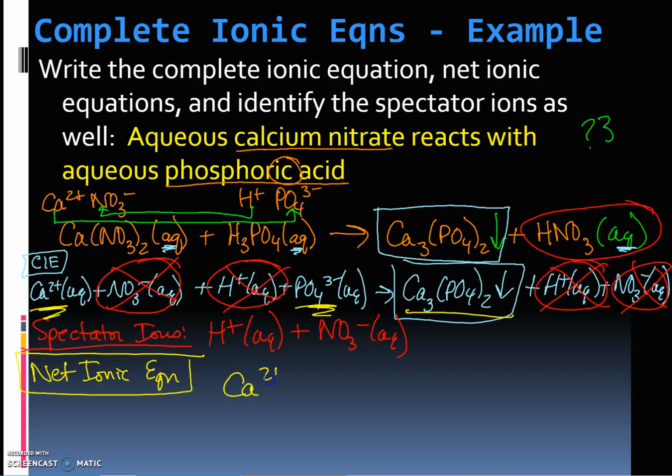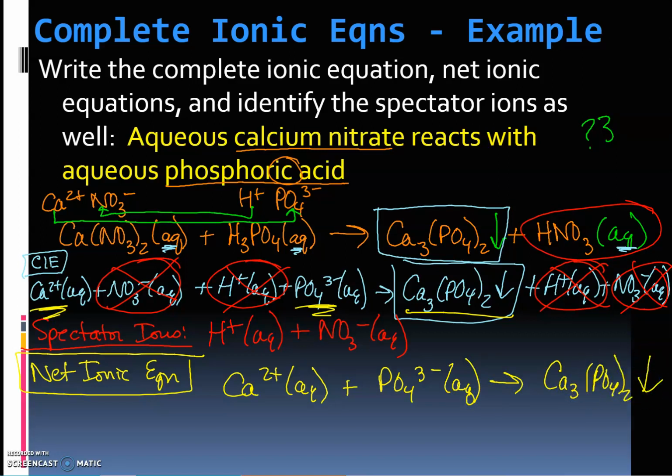So that is Ca2+ and PO4 3-, yielding Ca3(PO4)2 precipitate. Is that balanced? No. One last step. So now I have to put a 3 here, and I have to put a 2 here in order to balance that out. You'll notice that the net ionic equation is the synthesis reaction for your precipitate.